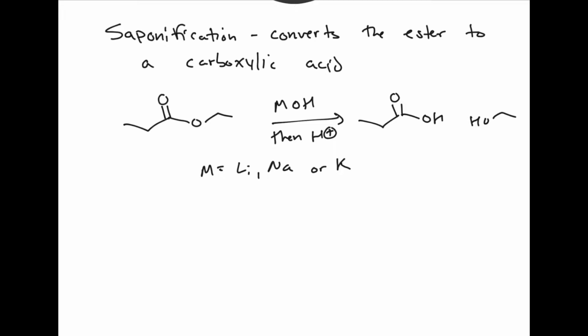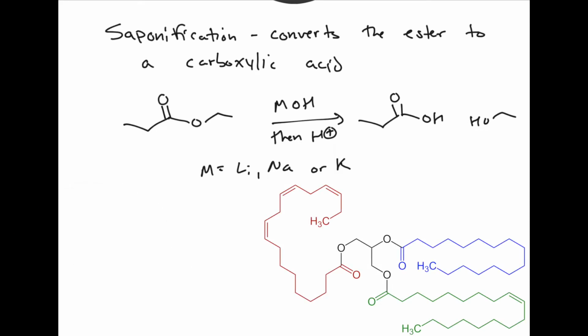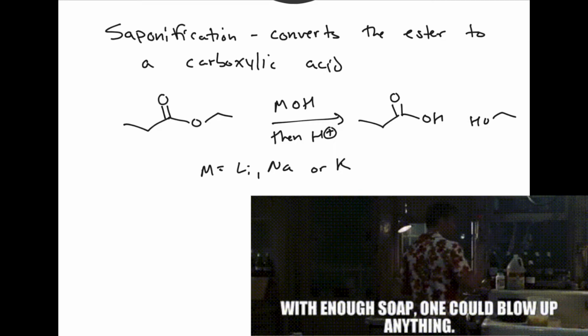Saponification kind of vaguely sounds like soapification, maybe, because this is how you make soap. You take animal fat, right, which, biology people, is just like a glycerin head unit attached to fatty acid chains. How are they attached? They're ester bonds, right? And then you add hydroxide, you break those, and then you get the soapy bit. And then you get soap. That's how you make soap, is you break up animal fat. If I learned anything from Fight Club, with enough soap, you can blow up anything.